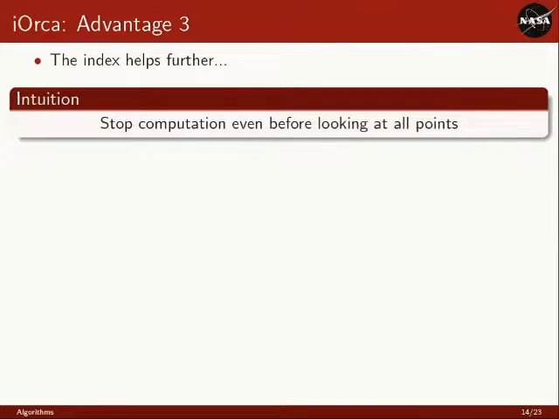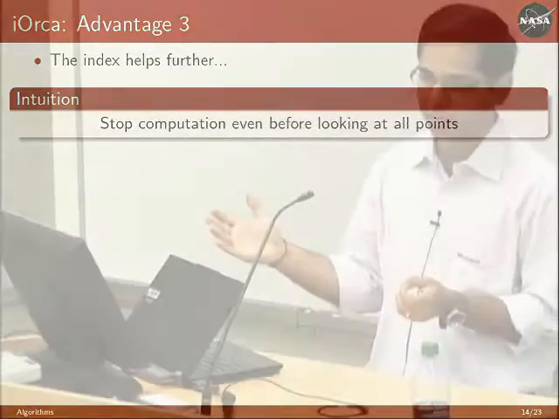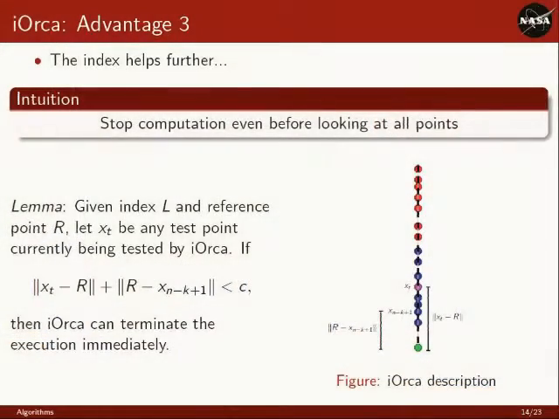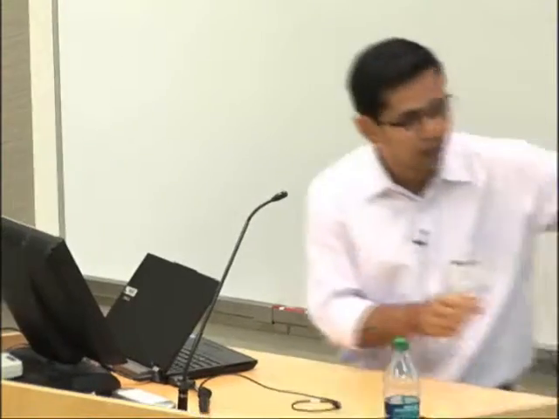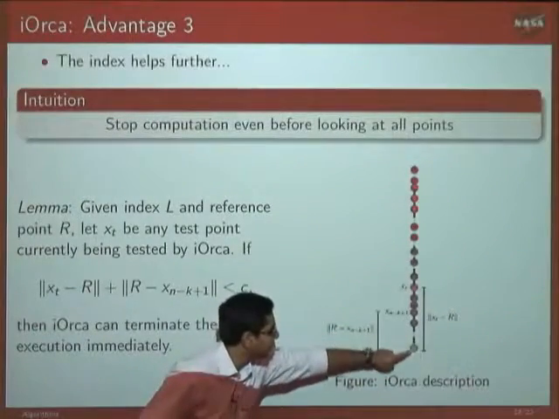And the third one, which I think is more interesting, is you can actually stop the computation after a fixed number of iterations, and that is dataset dependent. And the intuition is this. Let's say that we are given the index L, and the reference point, the green one, being r, and xt is any point which you are currently testing to find its nearest neighbors. Even before you do a disk access, because you have this index in memory, what you can do is simply find the distance between xt and r, which is the one on the right, and compute the distance between r and x_(n-k+1). And n-k+1 is nothing but the true kth nearest neighbor of this point. So there are k points here.